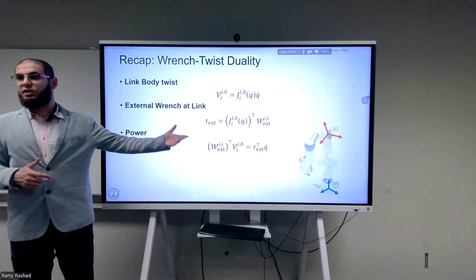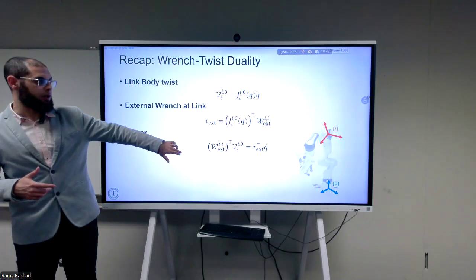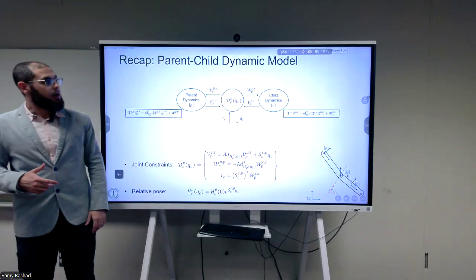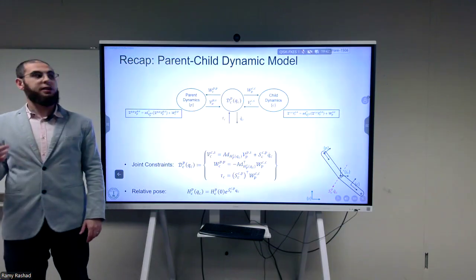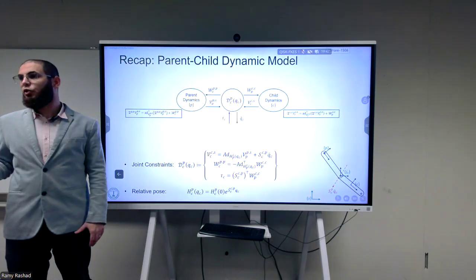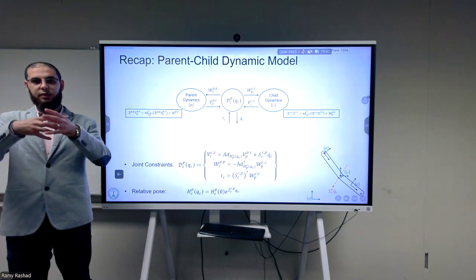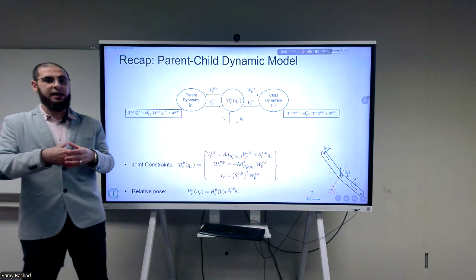You're going to see why these equations are very important. They will appear a lot today in the dynamic equation. And then we discussed last time the parent-child dynamic model.